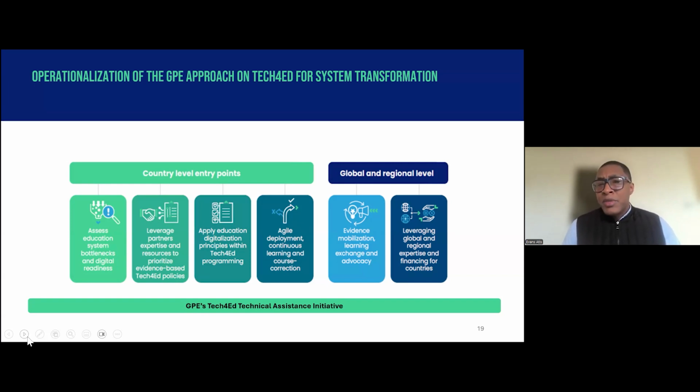At global level, GPE will continue to support learning exchange and get partners to collaborate behind initiatives that can go at scale. We're also trying to see how we can build more localized partnerships and support financing models to scale up promising initiatives. And of course, as a partnership, we're really trying to support knowledge sharing.